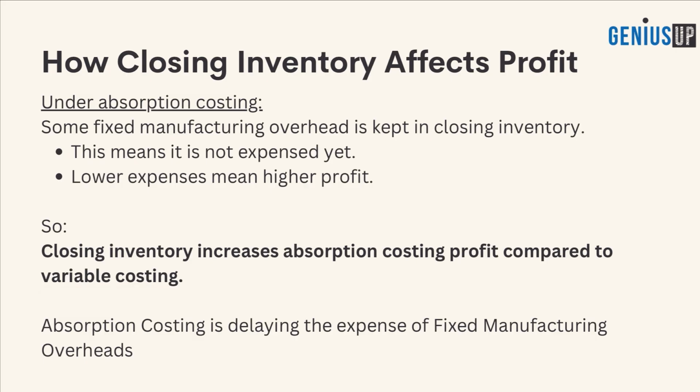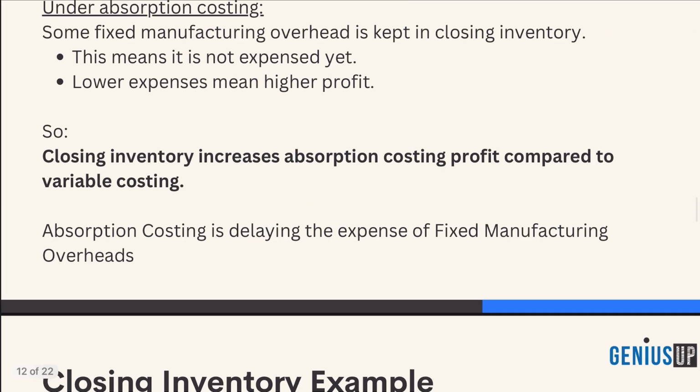Remember, under variable costing, all these fixed manufacturing overheads that we incurred are expensed immediately in this current year. However, under absorption costing, some of these fixed manufacturing overheads are allocated to closing inventory and are deferred, only going to be expensed next year when we sell these products. So absorption costing is delaying the expense of fixed manufacturing overheads that are sitting in closing inventory, right? So absorption costing profit will be higher because some of the expense, which is fixed manufacturing overheads sitting in closing inventory, are deferred to next year.